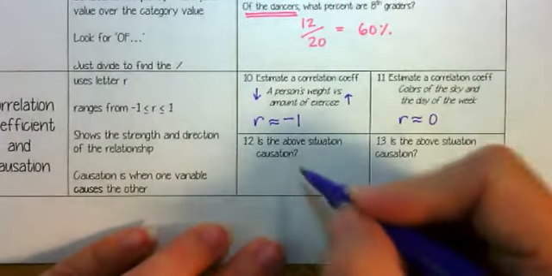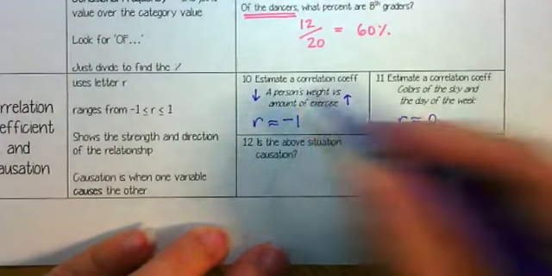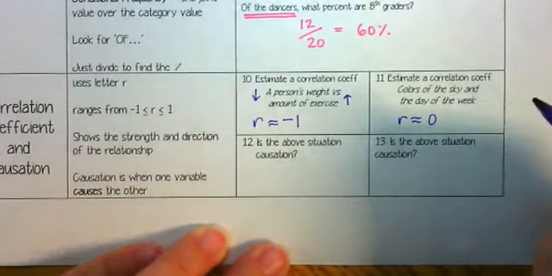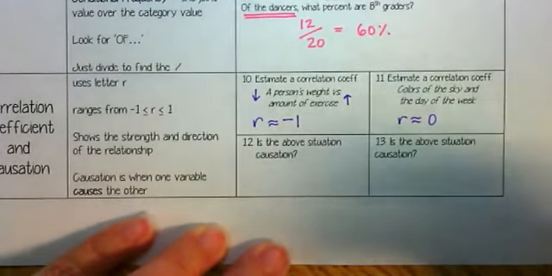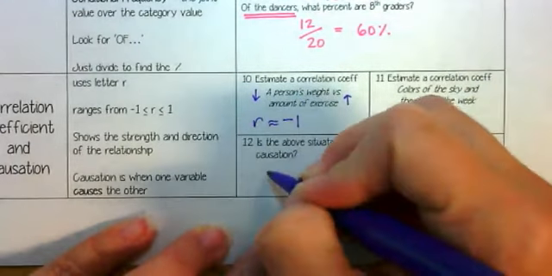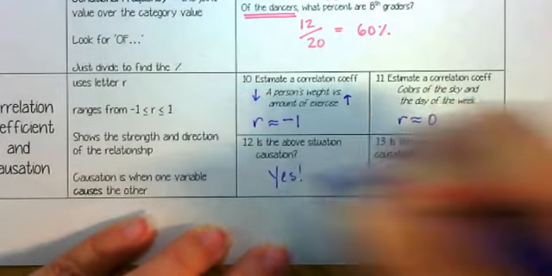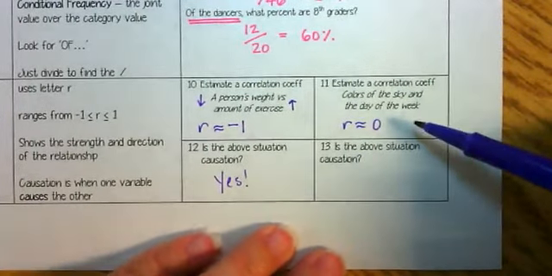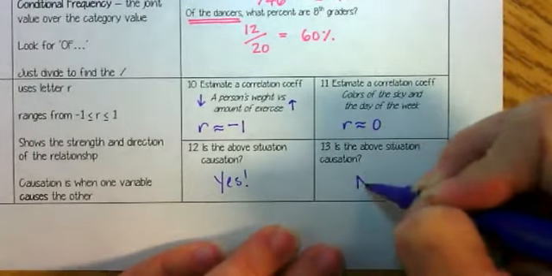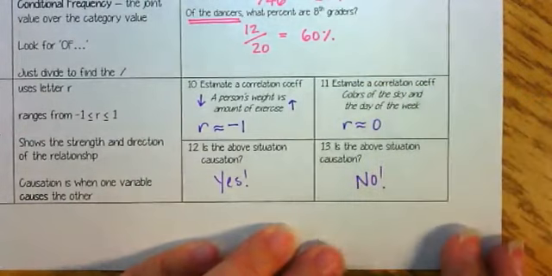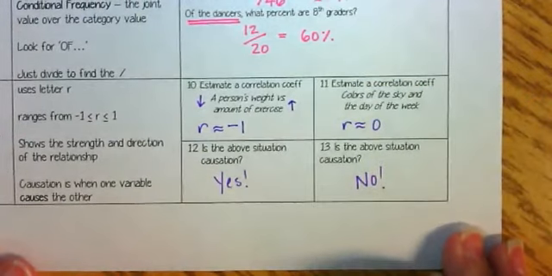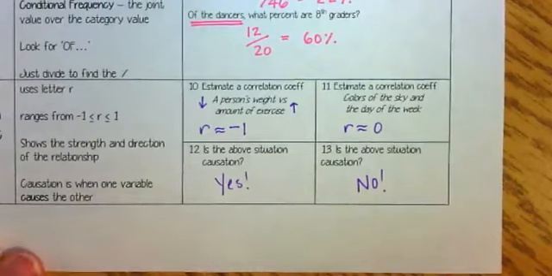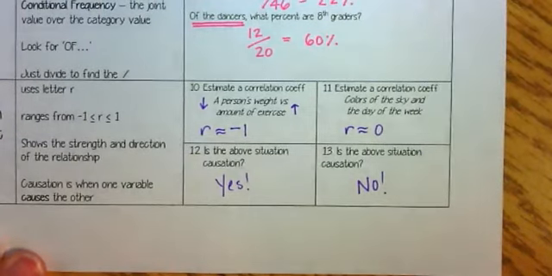All right, number 12, is the above situation causation? So does exercise have an effect on a person's weight? I would say yes. All right, number 13, does the day of the week affect the color of the sky? And for that, I would say no. All right, I'm going to pause this video and pick up our graphing calculator right here at the end.